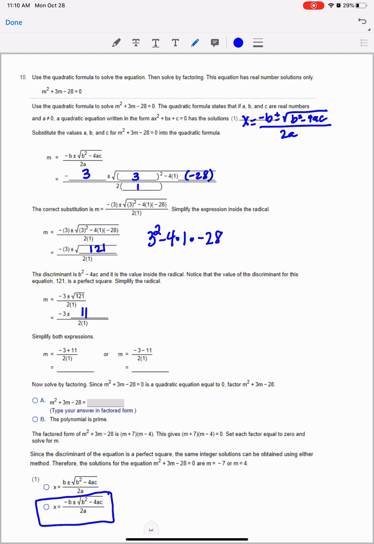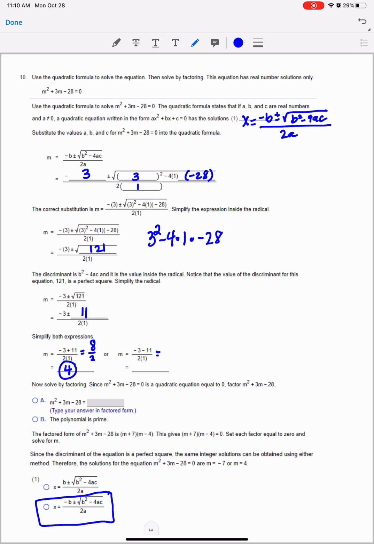Then it broke up both of your solutions. So you've got negative 3 plus 11 all over 2 times 1. So simplify the top first. Negative 3 plus 11 is 8. And 8 divided by 2 is 4. So that's your first solution.